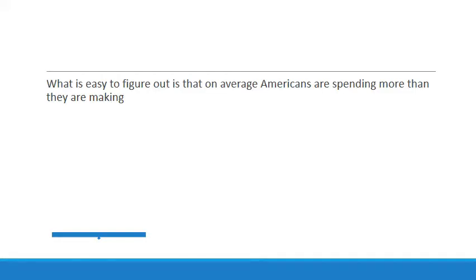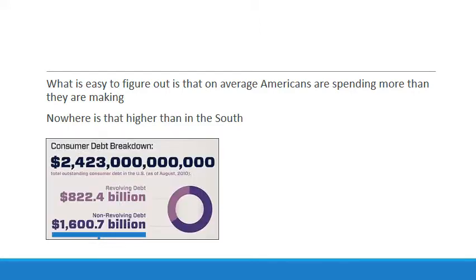Okay, so in that last slide, one of the things we looked at was the amount of money it costs people to live in these larger cities, and the fact that they're living beyond their means, and that's kind of what we want to look at next. What is easy to figure out is that on average, Americans are spending more than they're making. So, on average, people spend more money than they make. That's what's creating the debt. Of course, nowhere is that higher than in the American South.